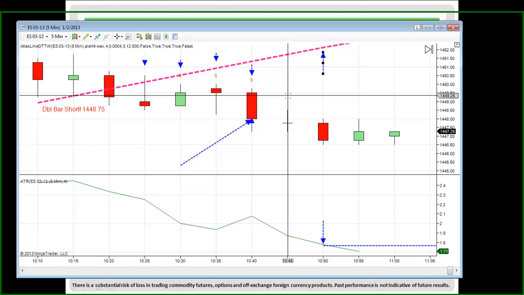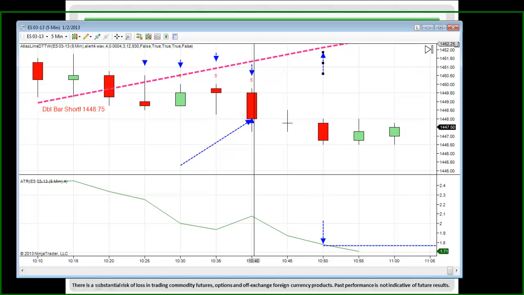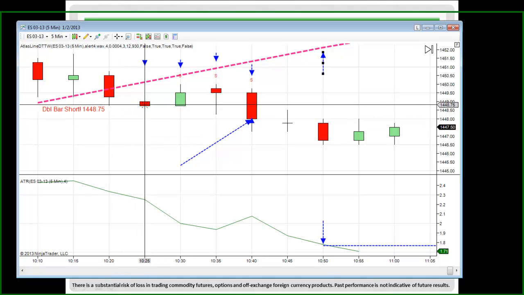But I have to do it right. I have to put rules to it. It's not only because it's above or below. So the rule for entry is 2 consecutive closes above or below the Atlas line will give me a trade. And that's why you see here this 1448.75 is that closing price.